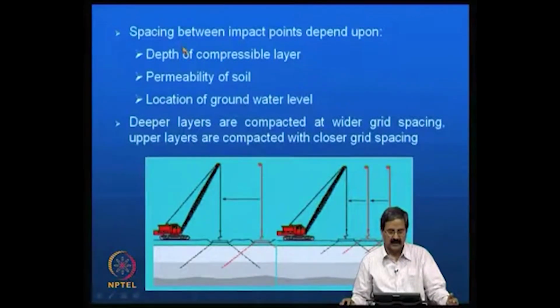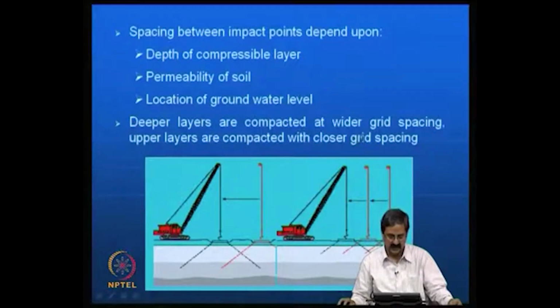So, the spacing actually is an important variable here. The spacing influences a number of variables, like say for example, if you want to go for large depths, you need to have wider spacing. So, the spacing between the impact points, we call them the points of impact, depends on the depth of compressible layer, permeability of the soil, location of the groundwater level. Deeper layers are compacted at wider grid spacing, upper layers are compacted with closer grid spacing.